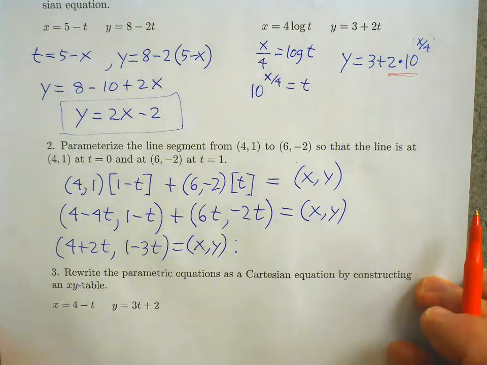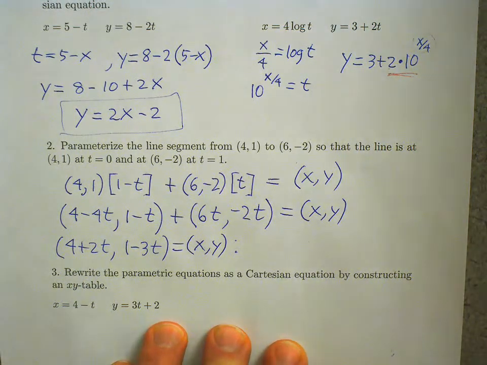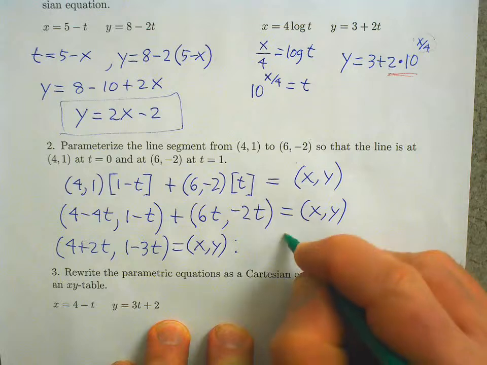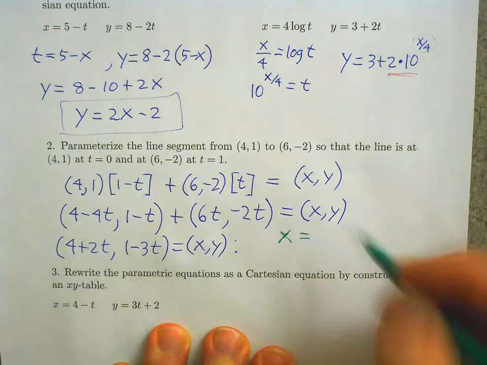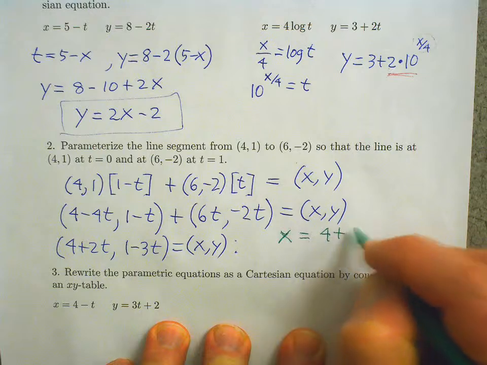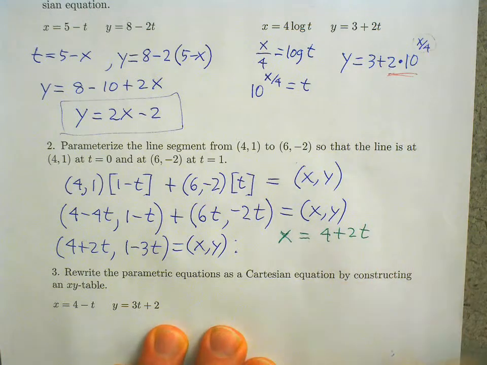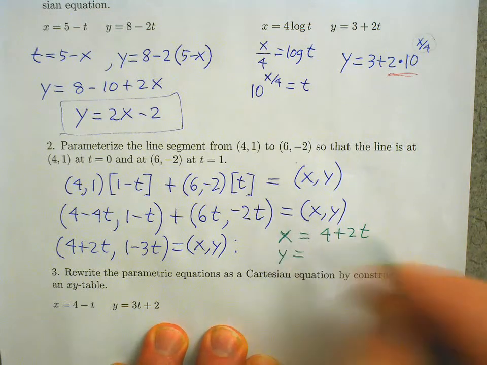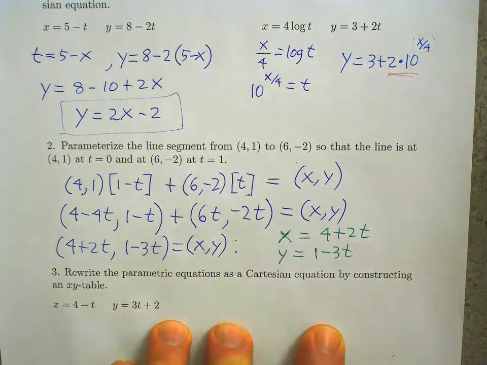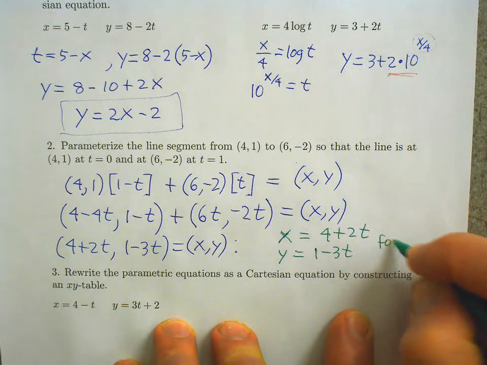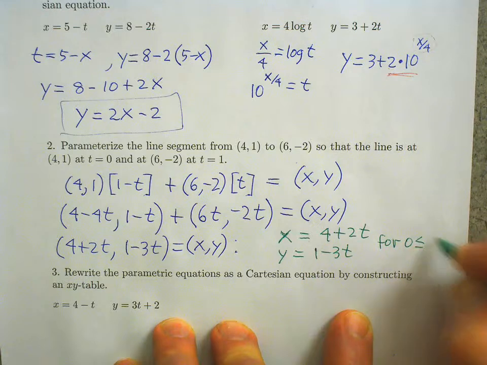If you write the parametric equations separately, you can do that. If you write x is 4 plus 2t and y is 1 minus 3t, this is for values of t between 0 and 1.